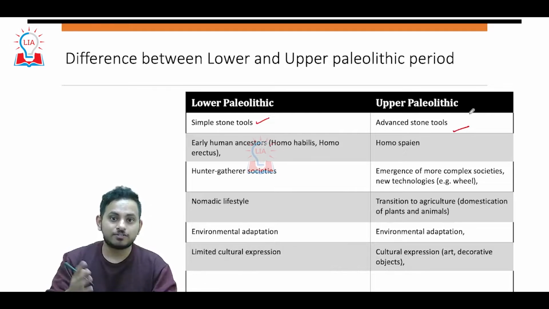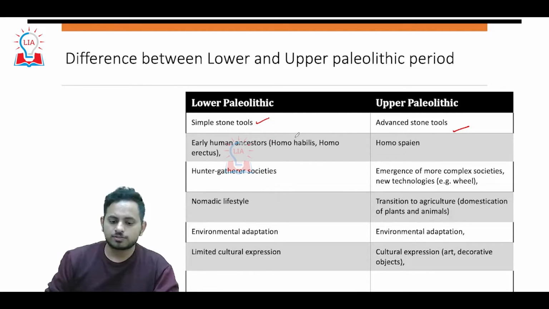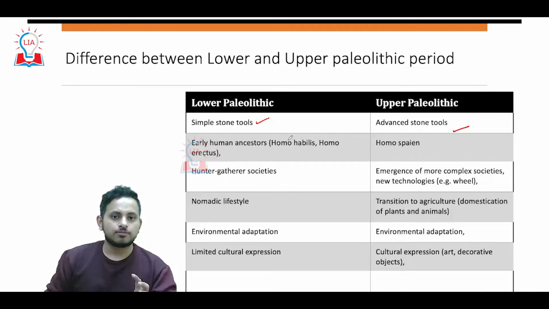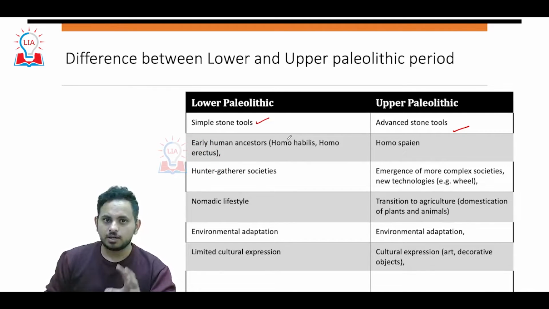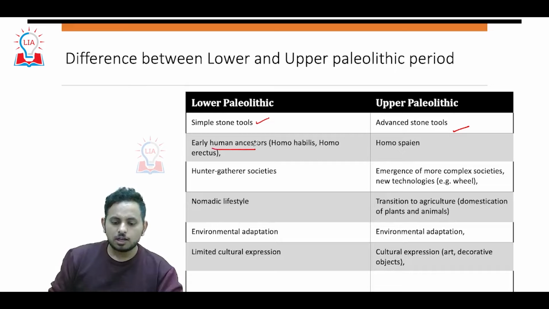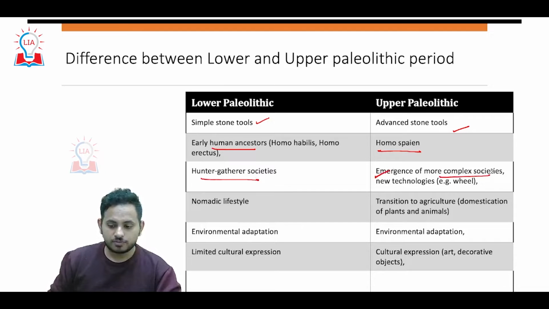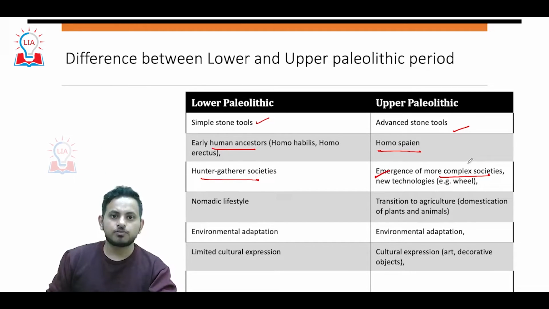Now we are looking at the differences between the upper and the lower. Probably you would have studied lower and upper Paleolithic and you have understood it properly. So we are just summarizing what all we have studied in this particular video. Early human ancestors, this was Homo sapiens, hunter-gatherer societies, agriculture developed. We have seen the later part of the upper Paleolithic period.